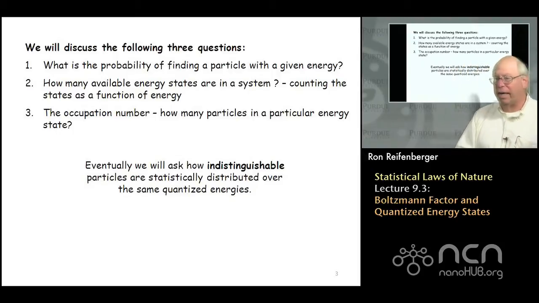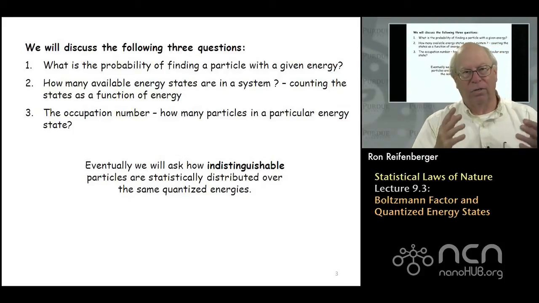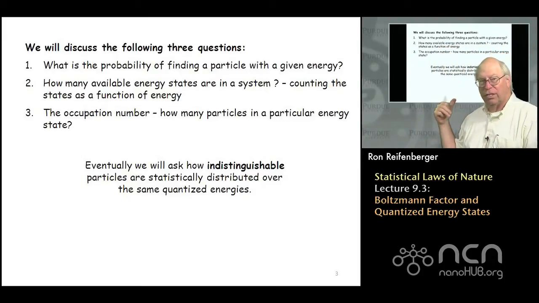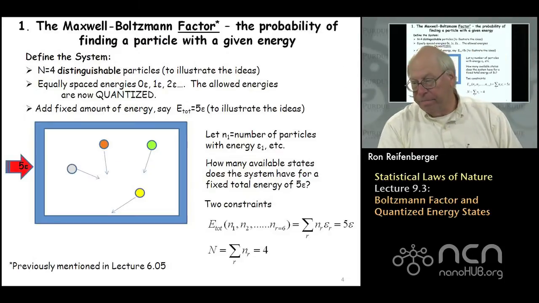And then we'd also like to ask the question, what's the occupation number? In other words, how many particles are there in a particular energy state? If we made many measurements of this quantum system, and measured the energy of each particle that we pulled out, we'd like to know how many particles on average would be in state 1, how many particles on average would be in state 2, and so on and so forth. Again, I emphasize these are distinguishable particles. We'll extend the discussion to indistinguishable particles later on.